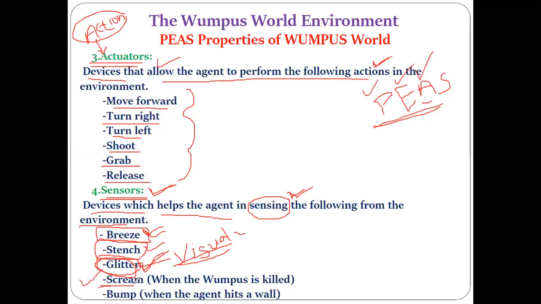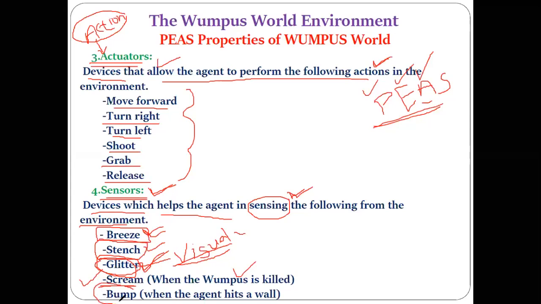Hearing sensors, in order to hear the scream. Understood that the scream will be generated when the wumpus gets killed or the agent gets killed. Now to hear that, we also need that kind of sensor.